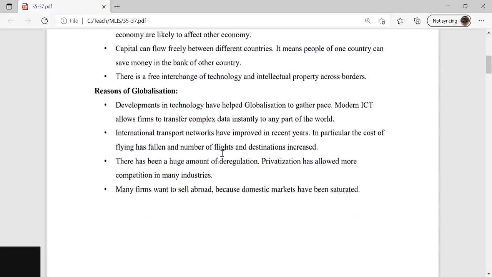Okay, then we have reasons. So, what are the reasons? Why is globalization taking place? We have development in technology. Technology is getting transferred between countries very fast, and we are getting access to advanced technology. Then we have international transport networks, like airports, road networks, trains, and lots of transport networks interconnecting the whole world. Then we also have deregulation. That means rules and regulations are becoming weaker, so trading in different parts of the world is becoming very easy.